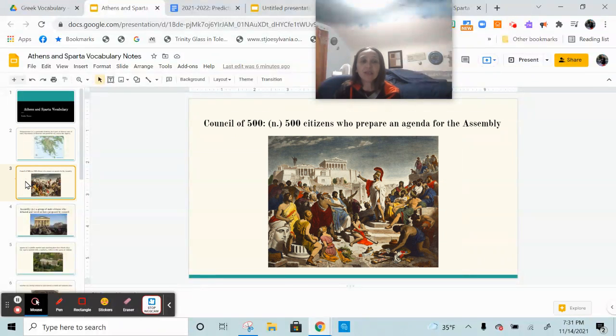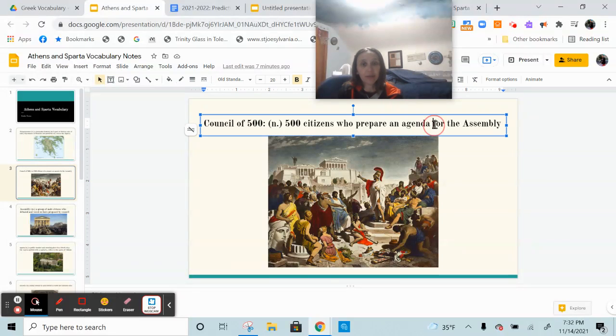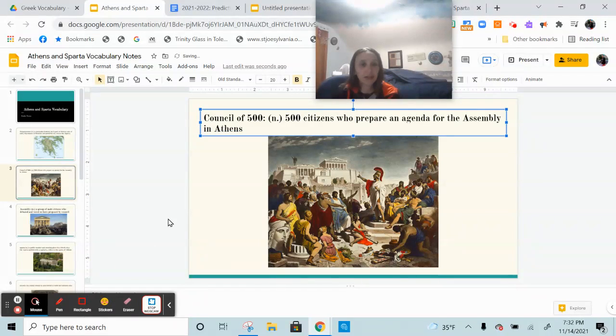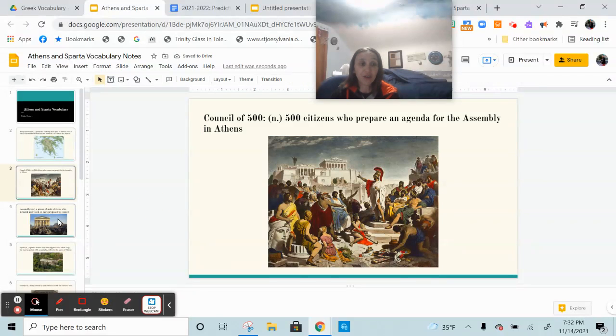Number 2, Council of 500. 500 citizens who prepare an agenda for the assembly. This happened actually in Athens. So, and I'm going to add that in. There we go. Okay, so that's our next vocab word.